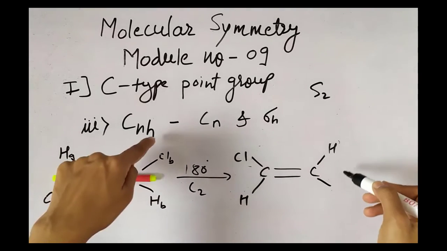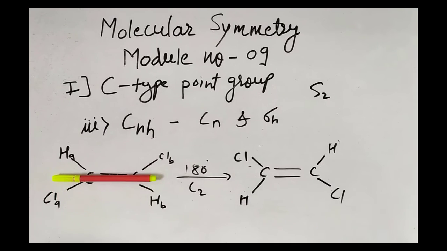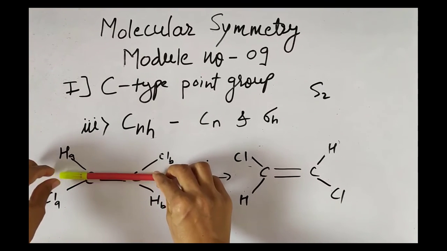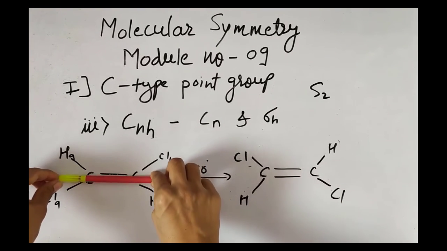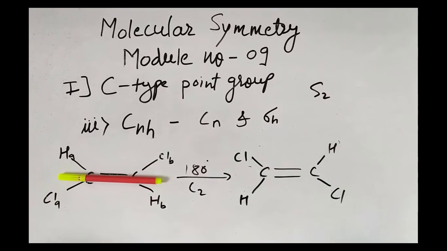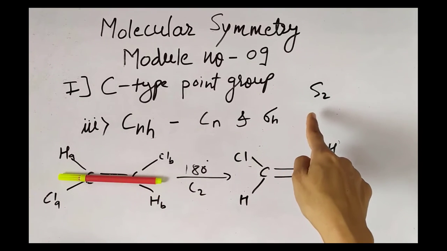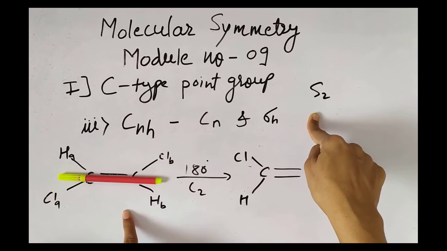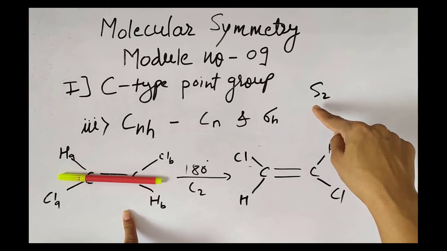Similarly, this hydrogen will move up and this chlorine will come down. Are these two the same images? No, which means no other subsidiary rotational axis is present in trans-dichloroethylene. Now you will say that if this rotational axis is not present in this molecule, then how have we used it while understanding S2? This was only half the operation according to S2.